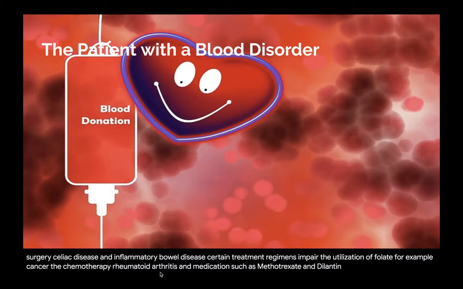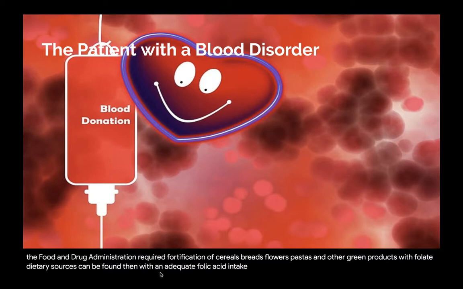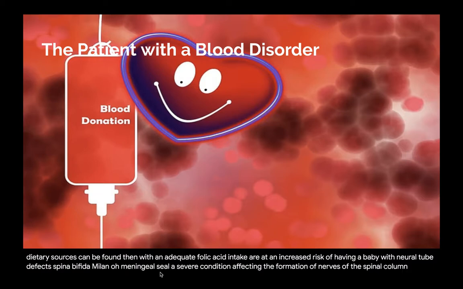Dietary food sources. In 1998, the Food and Drug Administration required fortification of cereals, breads, flours, pastas, and other grain products with folate. Dietary sources can be found later on. Fetal development: women with inadequate folic acid intake are at an increased risk of having a baby with neural tube defects. Spina bifida, myelomeningocele, a severe condition affecting the formation of nerves of the spinal column and resulting in infant paralysis.